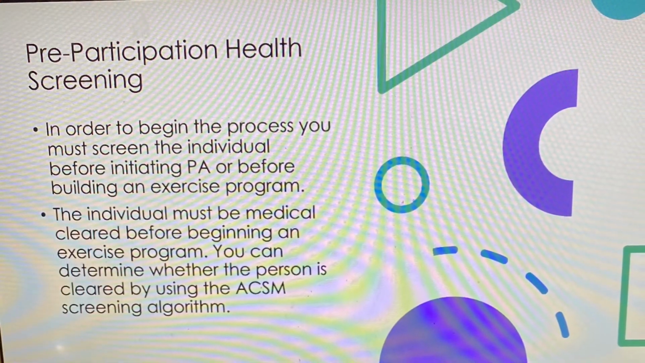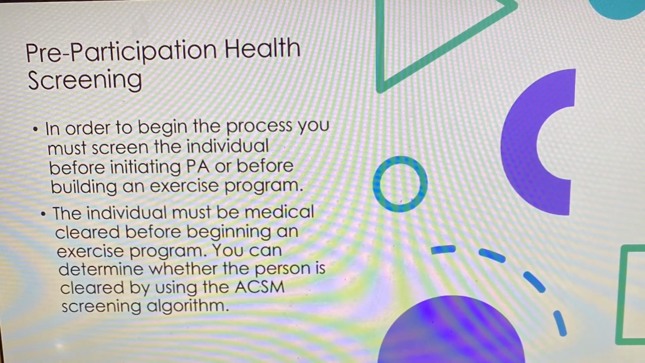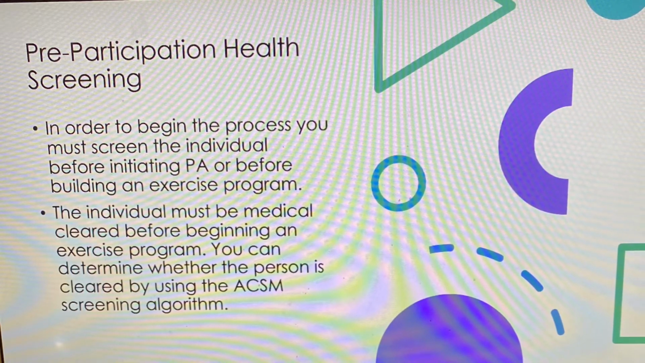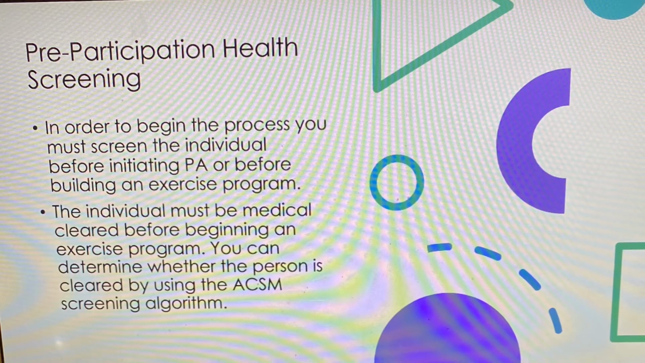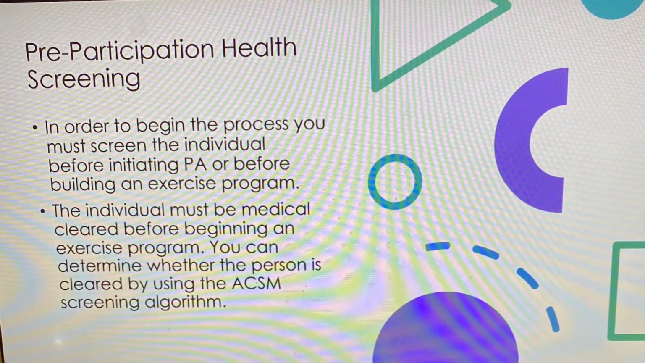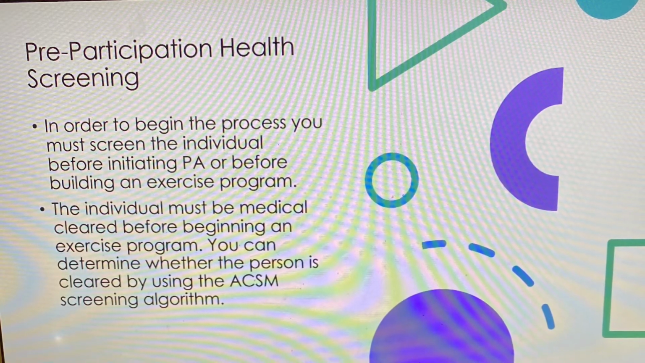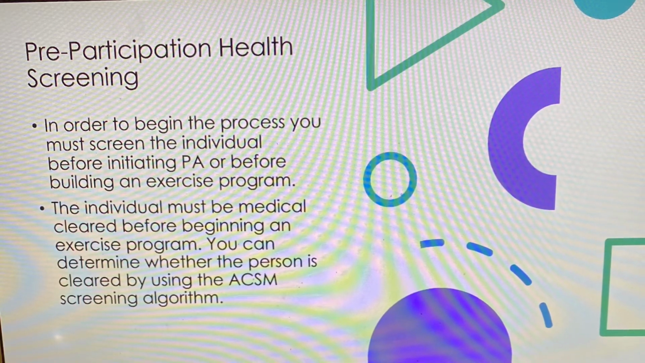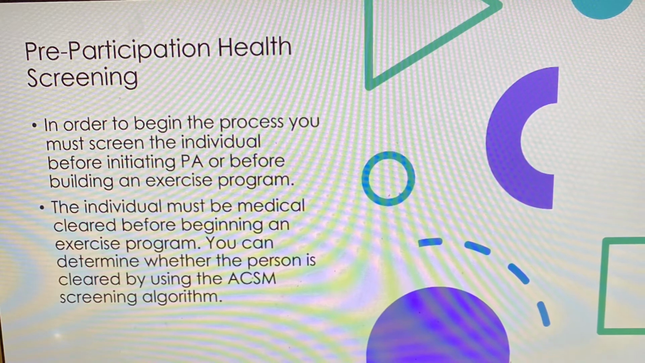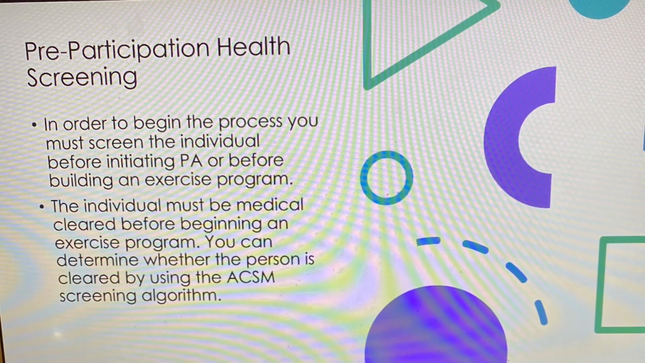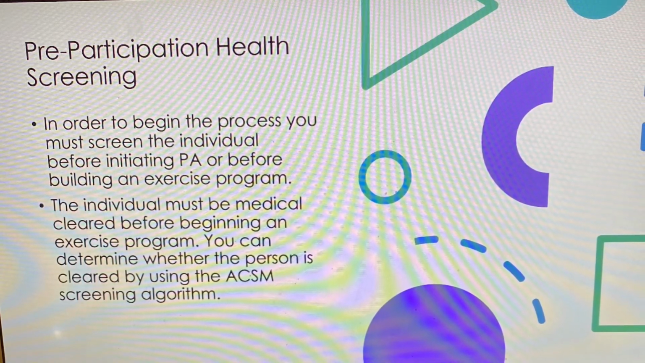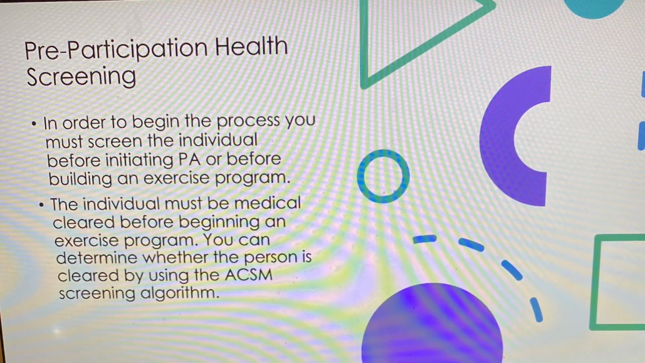Pre-participation health screening is for exercise professionals who work with certain individuals. In order to begin the process, you have to screen the individual before initiating physical activity or before building an exercise program. The individual must be medically cleared before beginning an exercise program. You can determine whether the person is cleared by using the ACSM screening algorithm and with the help of a qualified exercise or healthcare professional.